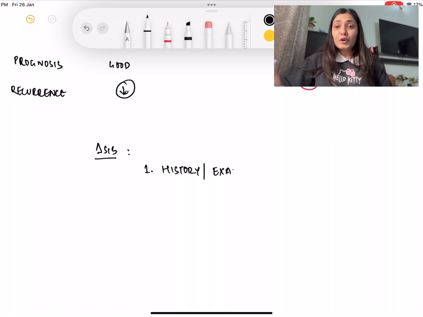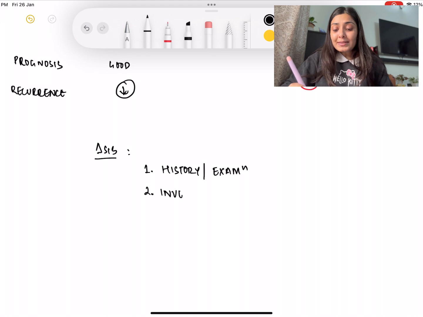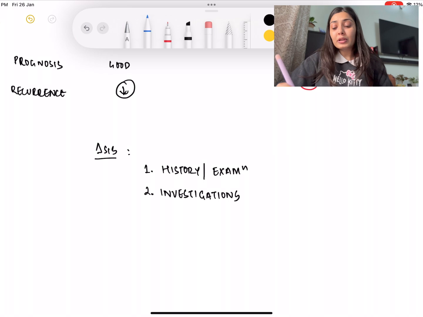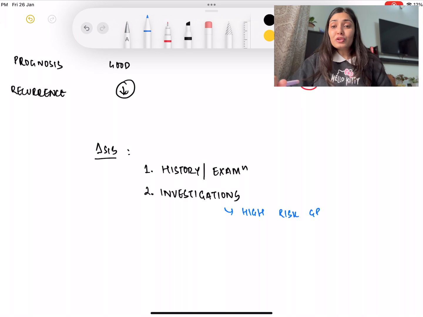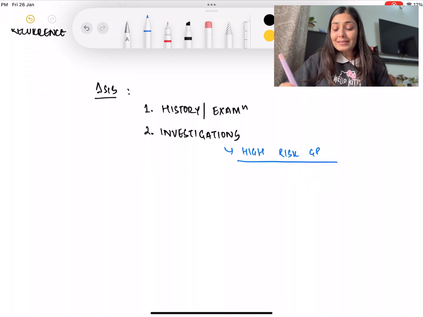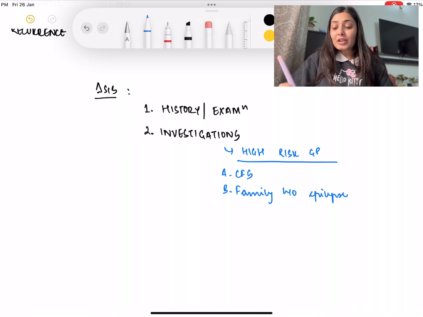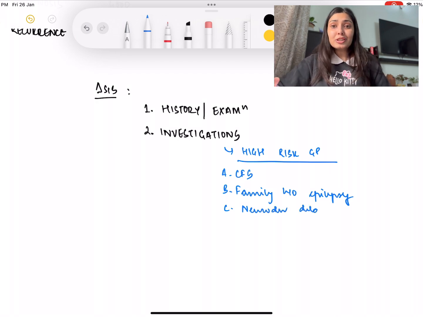Apart from that, investigations are seldom done. We do investigations only in the high risk group children. What are these high risk group children? These are the children that have complex febrile seizure, children who have a family history of epilepsy, or children that have some form of neurodevelopmental delay. So in this high risk group, we will need to investigate.